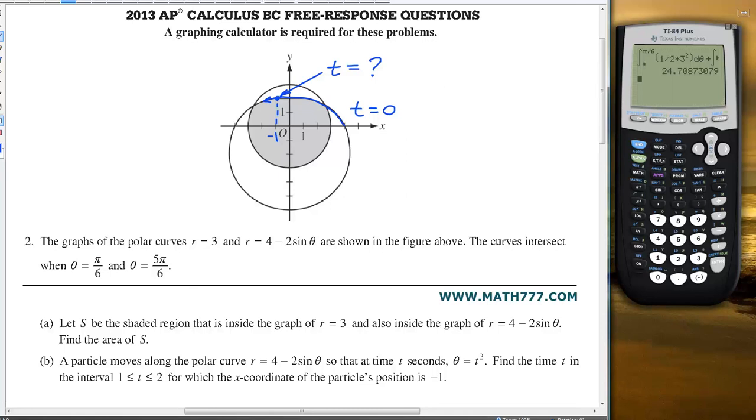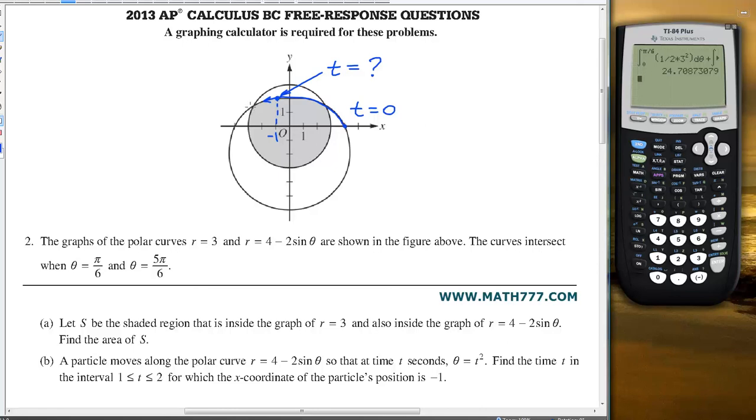A particle moves along the polar curve r equals 4 minus 2 sine theta, so that at time t seconds theta equals t squared. So we have a new variable t here. Find the time for which the x-coordinate of the particle position is -1. So what I drew here is the beginning position of the particle. It's at point x equals 4 and y equals 0 right here. And then the particle moves along this line as t increases. And so at some point its x coordinate will be -1, and so we need to find this time t.